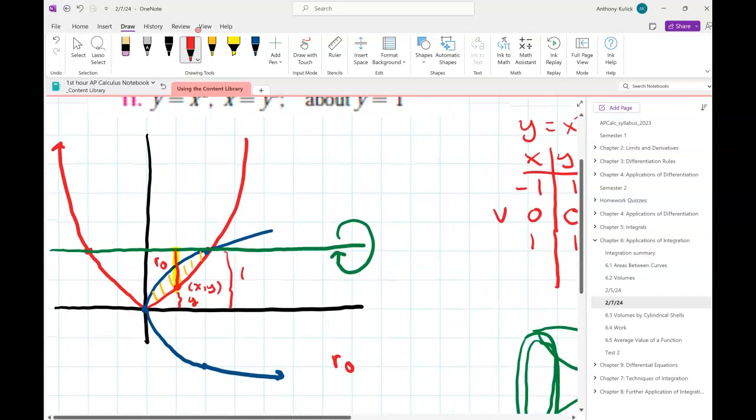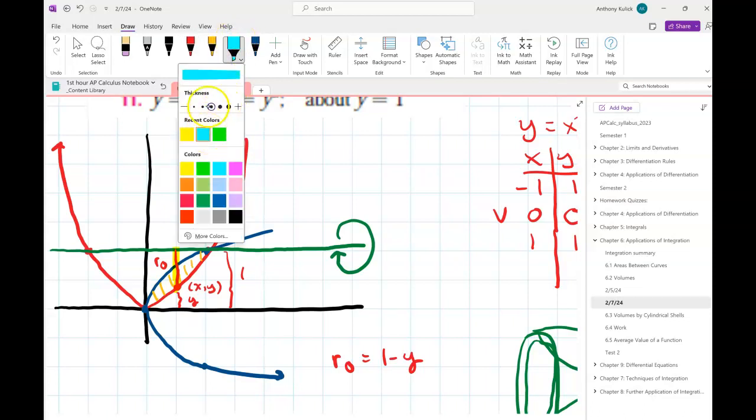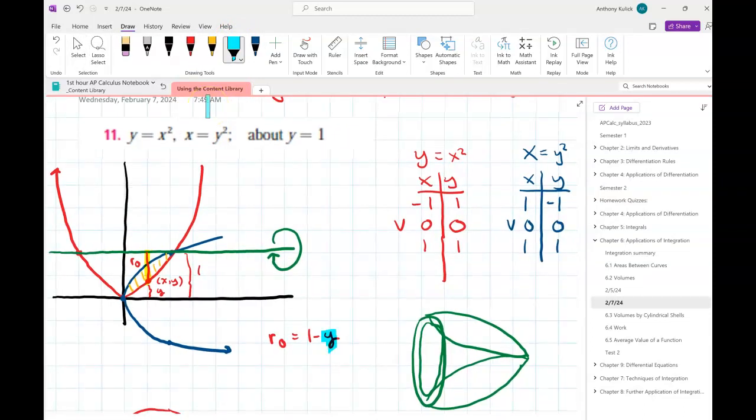All right, so we have r outer is equal to 1 minus y, right? But we don't want r outer in terms of y because we're integrating with respect to x. The good news is that this y I know is just equal to x squared, right? Because it's a point on that red curve. Any point on that red curve is (x, x squared), right?